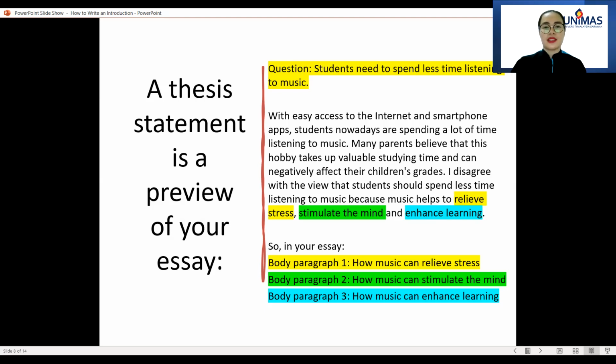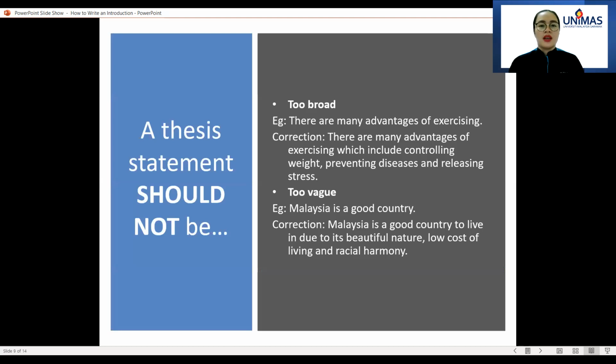Okay, moving on to more examples. A thesis statement should not be too broad. For example, there are many advantages of exercising. Again, this is too broad. It should be more specific. For example, you can say there are many advantages of exercising, which include controlling weight, preventing diseases, and releasing stress.